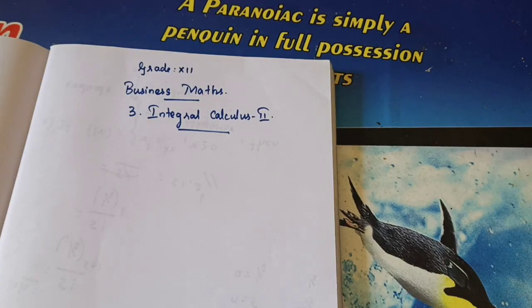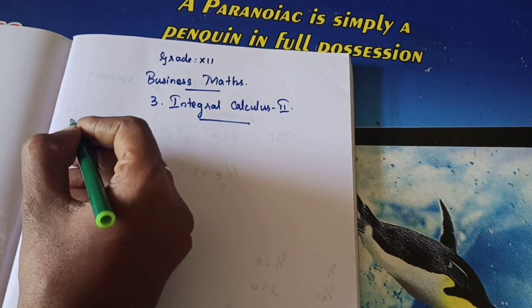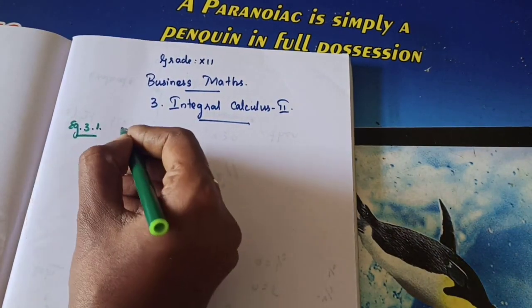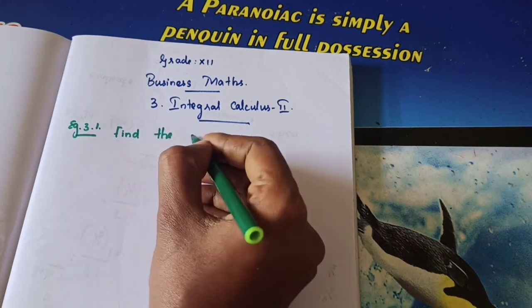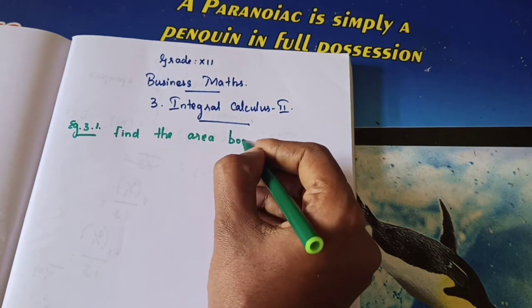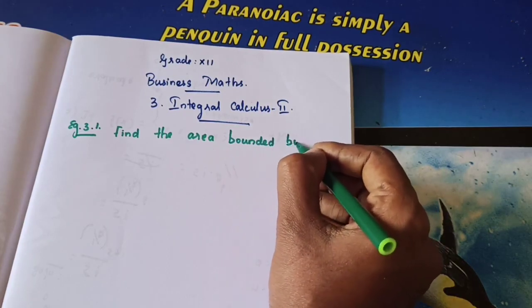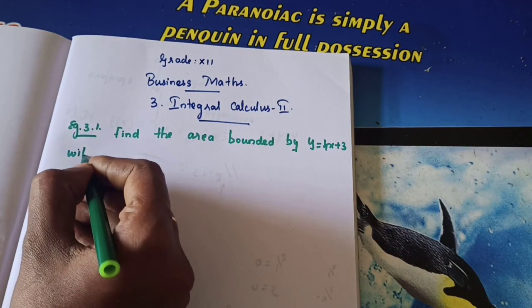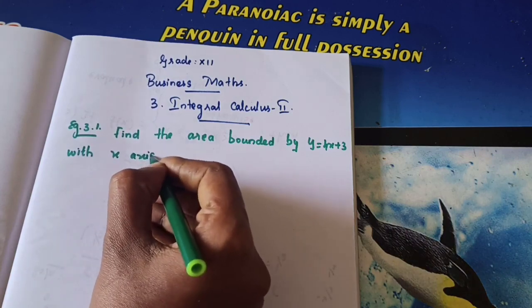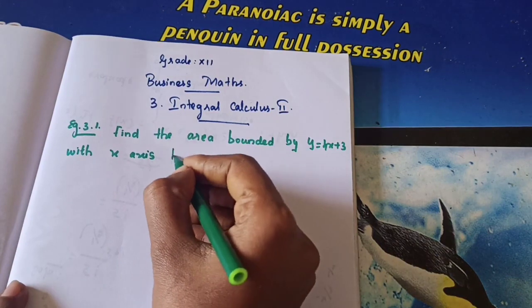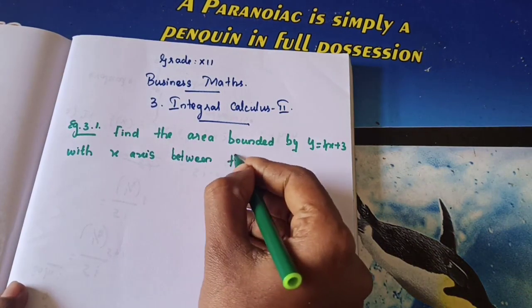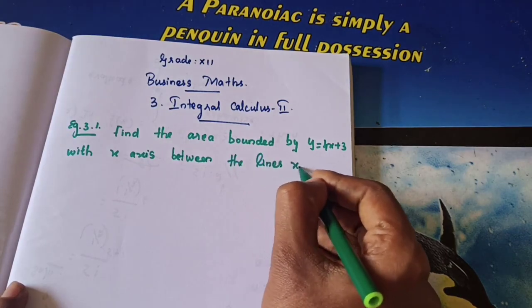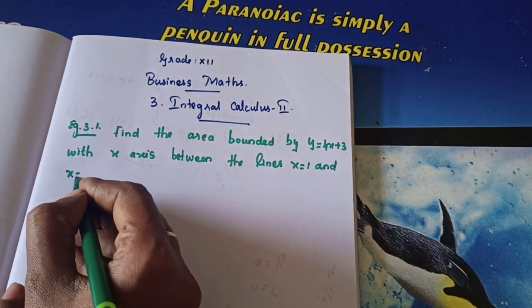Example 3.1. Question is, find the area bounded by y is equal to 4x plus 3 with the x-axis between the lines x equal to 1 and x equal to 4.